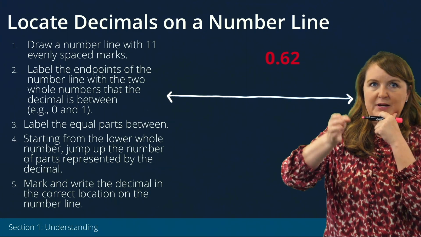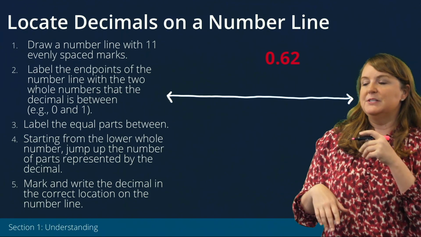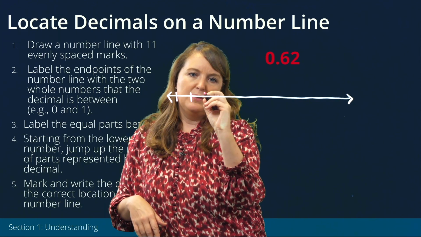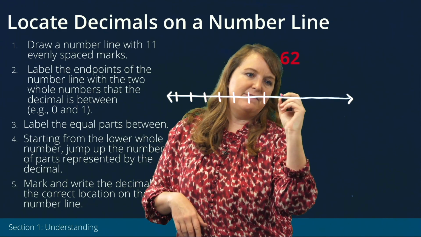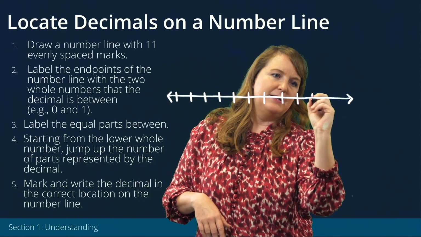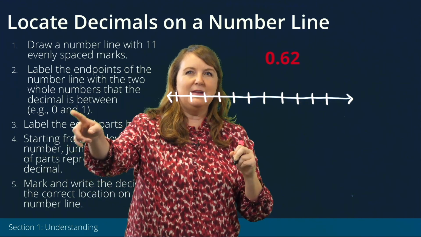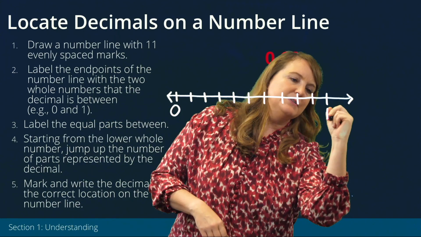And I've got my number line, I already drew that. And the first thing I'm going to do is draw 11 evenly spaced marks on this number line. So let's see, 1, 2, 3, 4, 5, 6, 7, 8, 9, 10, 11. All right, that was pretty good. And then I'm going to label the endpoints with whole numbers. So this is 0, and here this is 1.